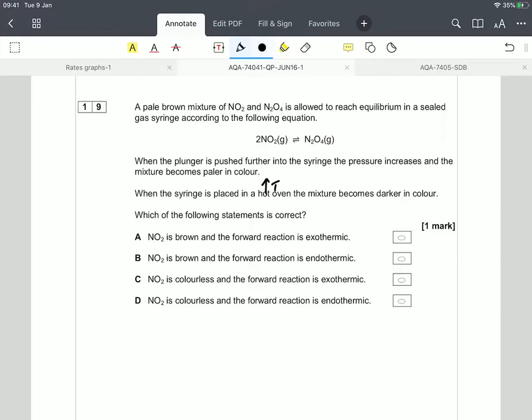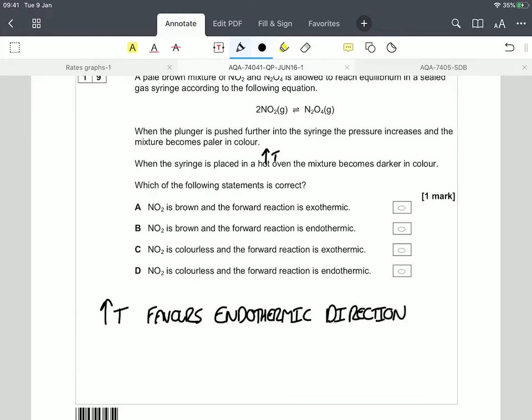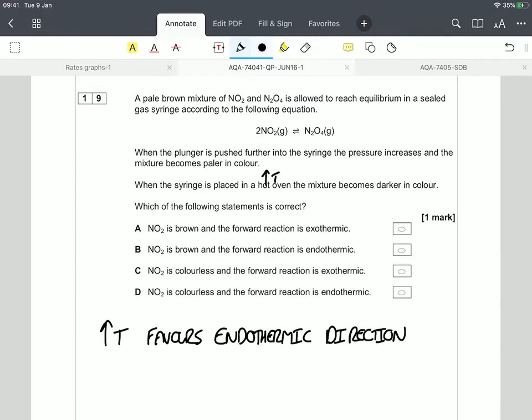So let's just clarify all the things we know. Increase in temperature favours the endothermic direction by Le Chatelier's principle. So that still doesn't tell us whether endothermic is forwards or backwards yet, but there's a bit more to it than that. But we know that, okay? So the endothermic direction must produce the darker coloured gas, because one of them's paler and one of them's darker, okay?